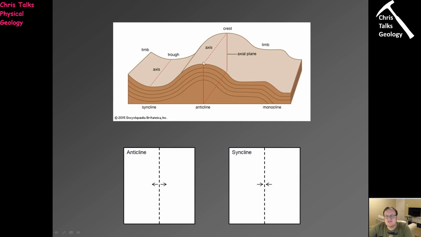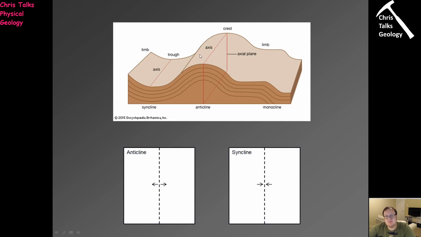Now, this axis will form what's referred to as an axial plane. An axial plane is a two-dimensional sheet. Now, the axial plane can move depending on how the fold is. If the fold is upright, then the axial plane is going to be upright. If the fold is tilted somehow, the axial plane will start to move. So the axial plane can rotate around, and we'll see that when we look at different types of fault later on.